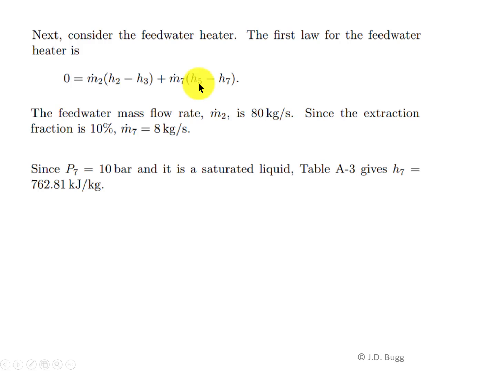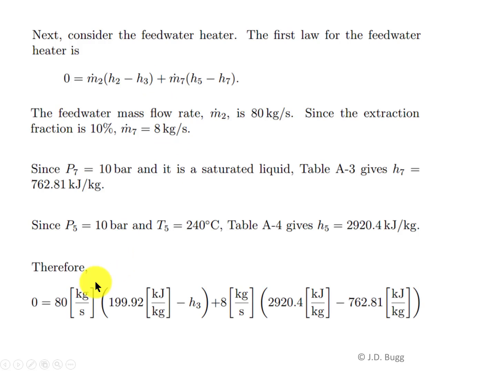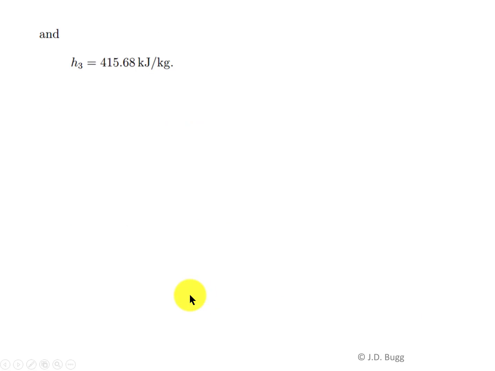0.5 is our extraction point, and we were told the pressure there, 10 bar, and the temperature, 240 degrees C. So table A4 will tell us that H5 is 2920.4 kilojoules per kilogram. So now we have everything in this equation except H3, so we can substitute all of those numbers in and solve this equation for H3. And when we do that, we get an H3 of 415.68 kilojoules per kilogram. So this is the enthalpy of the feed water leaving the feed water heater.